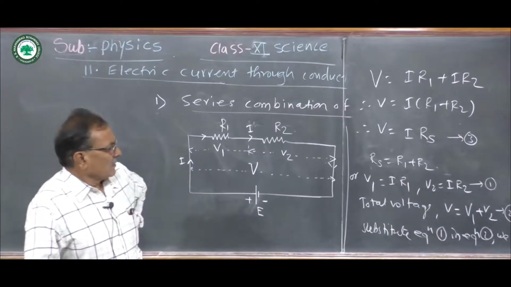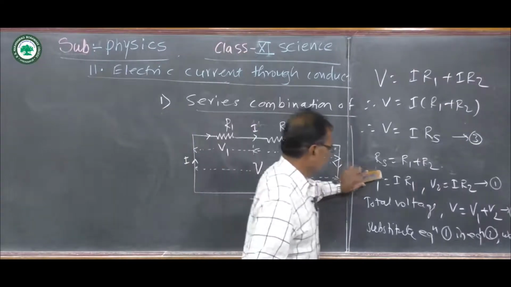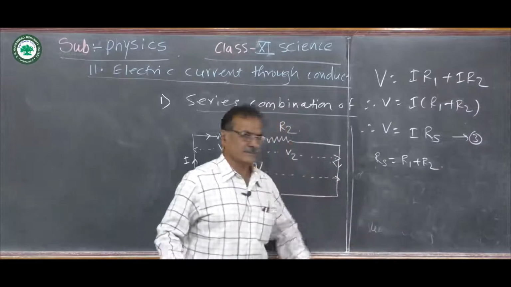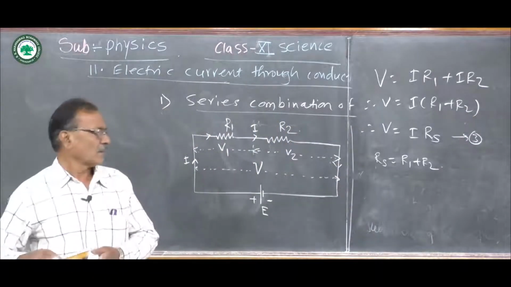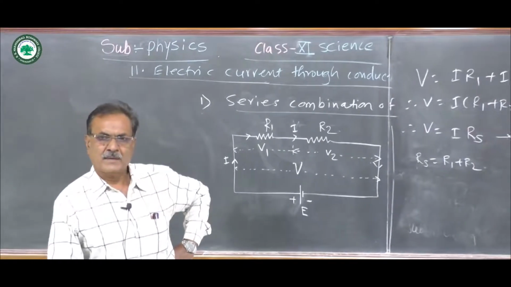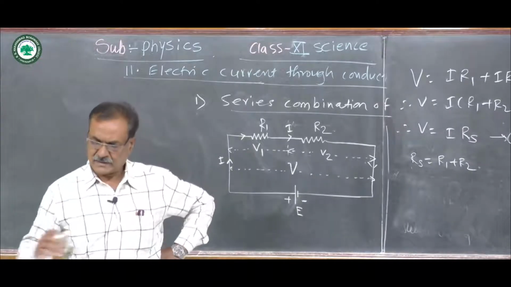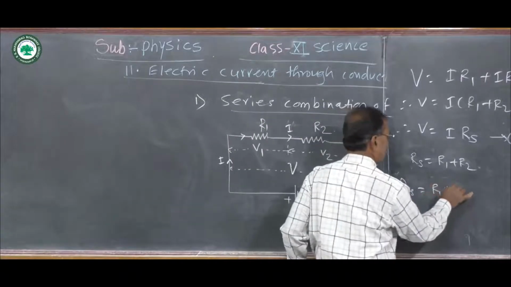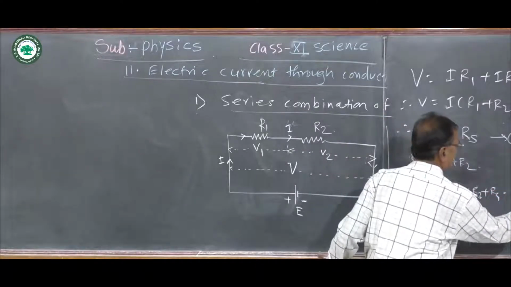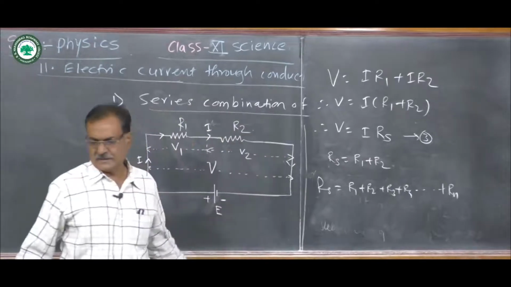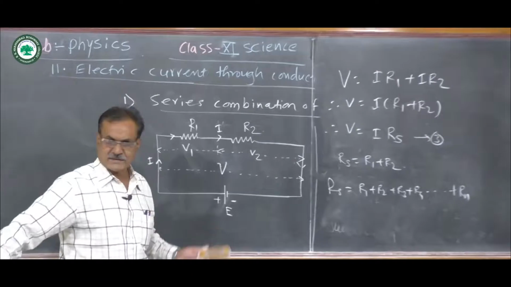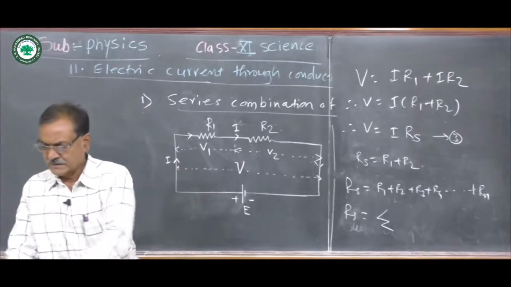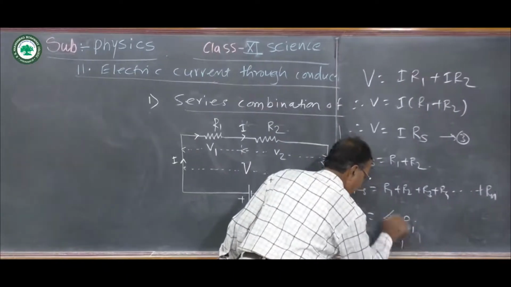Now if a number of resistors are connected in series, that is R1, R2, R3, R4, R5, R6 and Rn, we can find out their equivalent resistance, that is Rs is equal to R1 plus R2 plus R3 plus R4 plus and so on plus Rn. Then Rs, the series combination, is equal to the sum of all resistances, that is Ri, where i equals 1 to n.